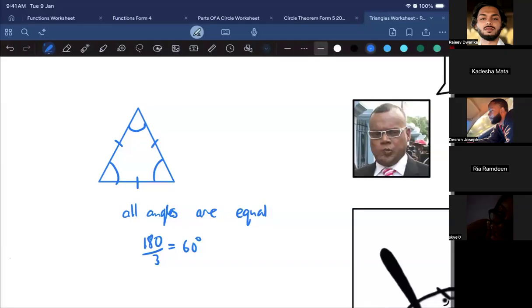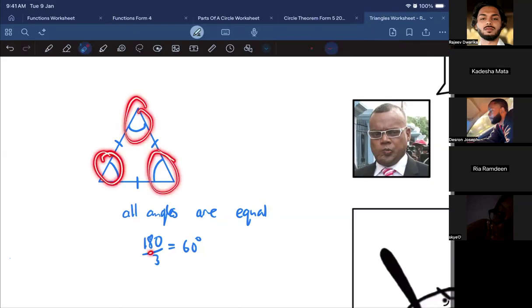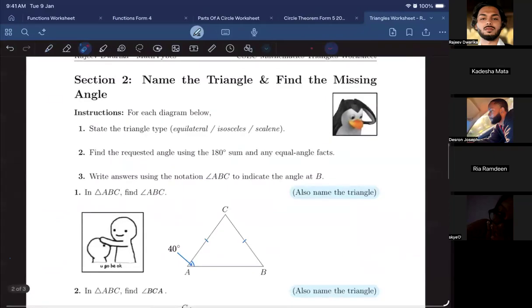And all the angles in an equilateral triangle are equal. So to be sure, all are equal, right? And 180 would just be divided three times. So if all these angles are the same, I just divide 180 by 3, and then you get 60 each. So we're going to go into the questions now.